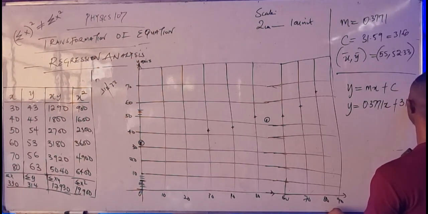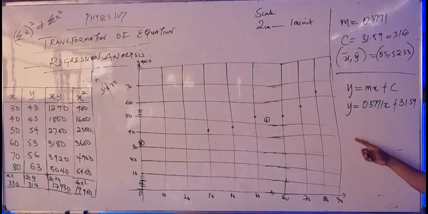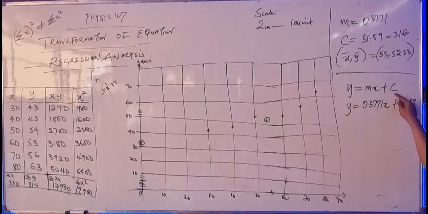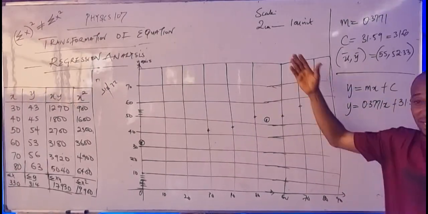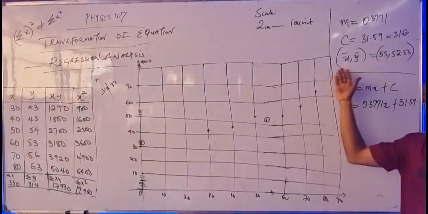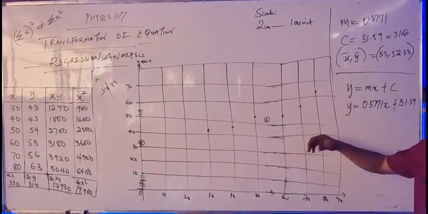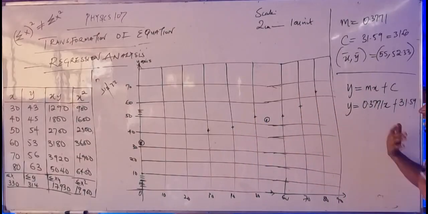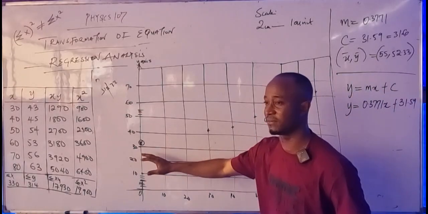31.59. This is the general form of this equation: y equals mx plus c. What's our c? The intercept on the y-axis. What's our m? The slope. What's our y? The dependent variable. What's our x there? The independent variable. I can then decide to find another point on this graph.